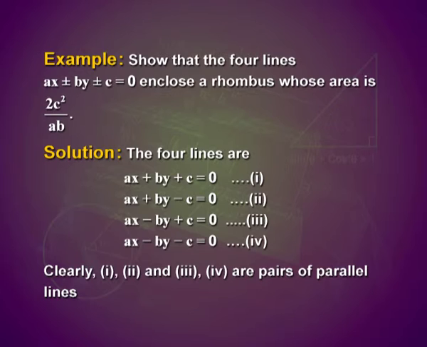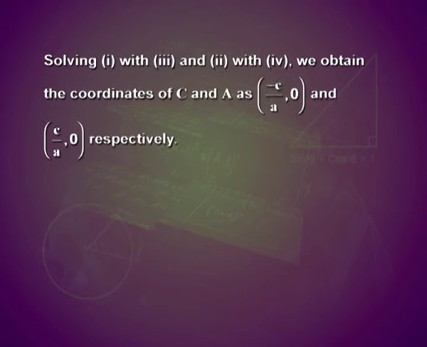Solving equation 1 with 3 and 2 with 4, we obtain the coordinates of C and A as (−c/a, 0) and (c/a, 0) respectively.